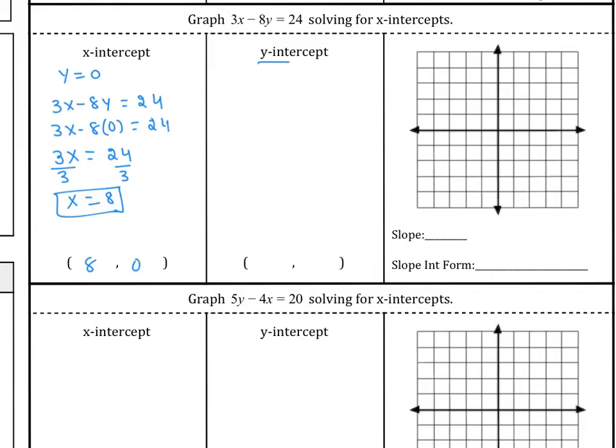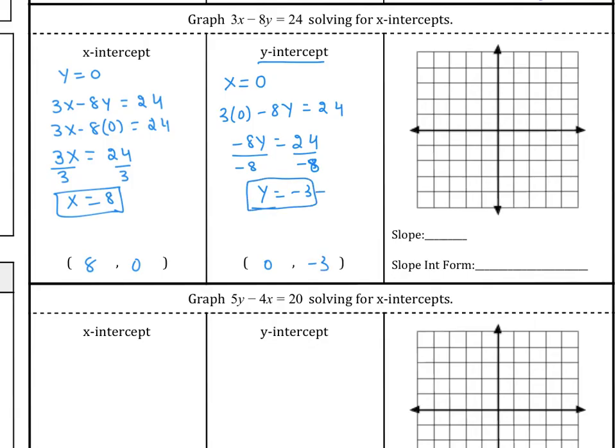Now you're going to find the y-intercept. To find the y-intercept, you're going to set x equals 0. So 3 times 0 minus 8y equals 24. Negative 8y equals 24, which means that when you divide by negative 8, you're going to get y equals negative 3. So the point is going to be 0, negative 3. So this is going to be your y-intercept, where x is 0.